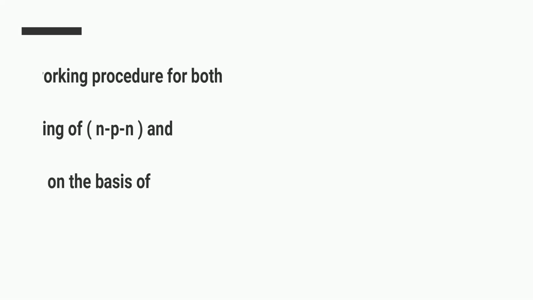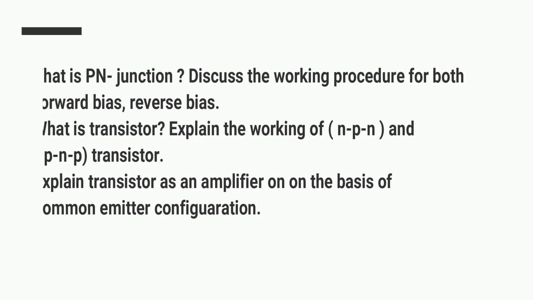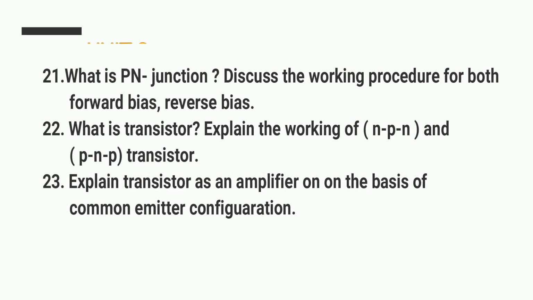Now go to unit 9. In unit 9, one question is: what is a PN junction? Derive or explain the working procedure for both forward bias and reverse bias. Then, what is a transistor? Explain the working of PNP and NPN transistors.